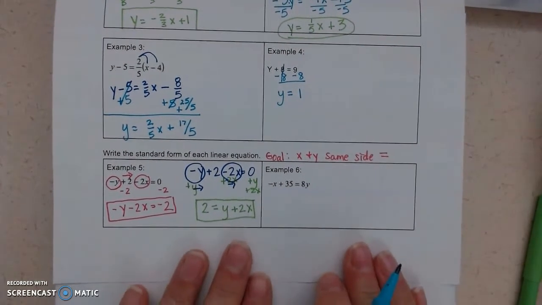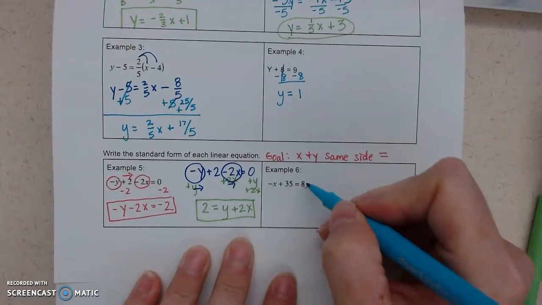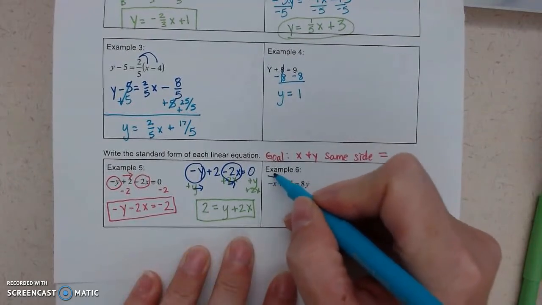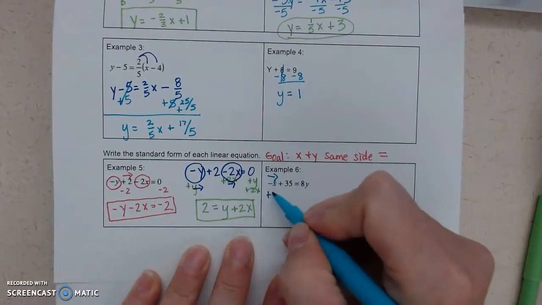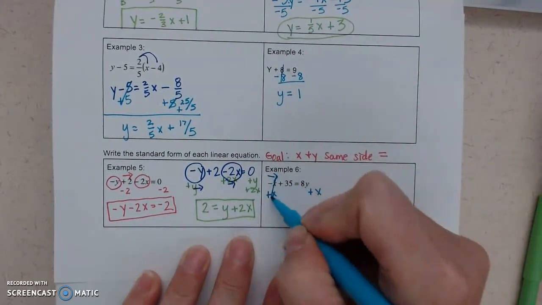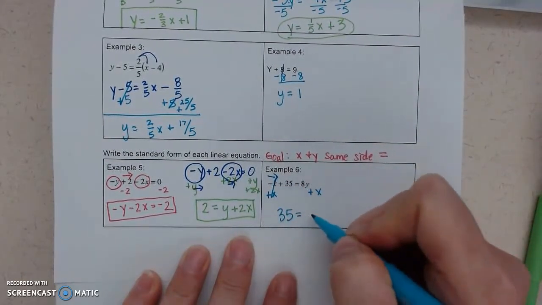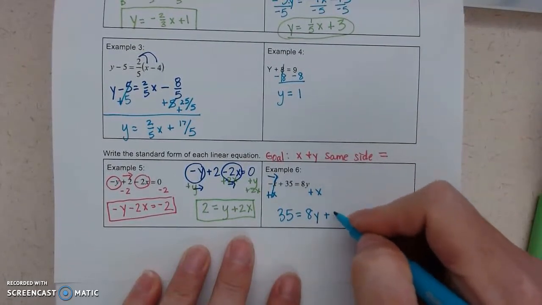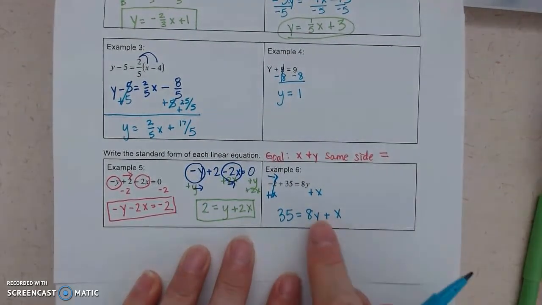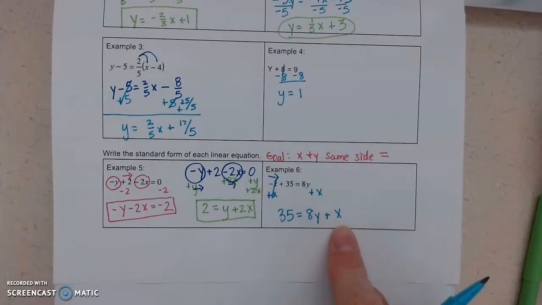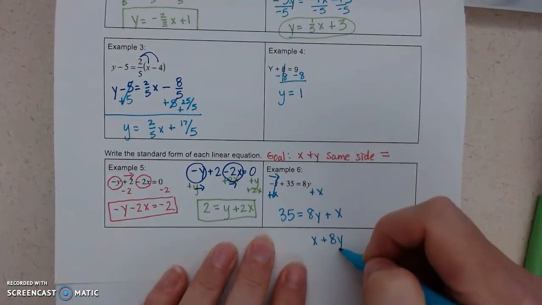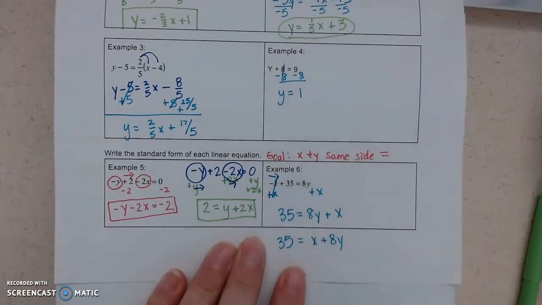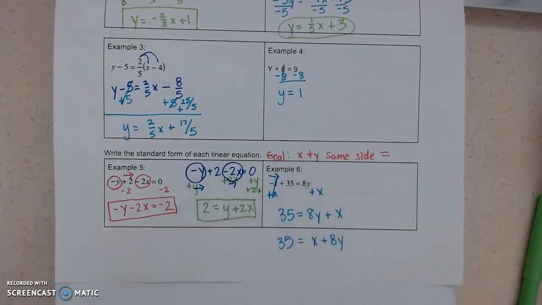All right, let's look at example 6. I'm going to leave the number on the left. I'm going to move the x with the other term so y can stay positive. So I'm going to add x and add x. So we get 35 equals 8y plus x. Remember, addition is commutative, so it does not matter if you put the x first or the y. They will both be correct. I could have also had x plus 8y equals 35. So our goal was just to get x and y on the same side.